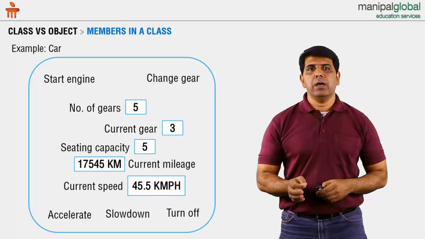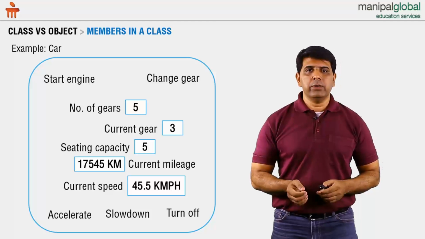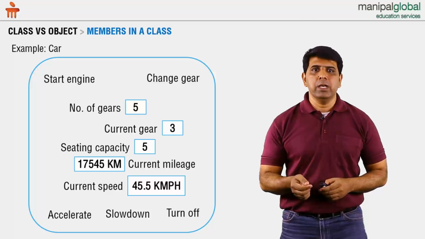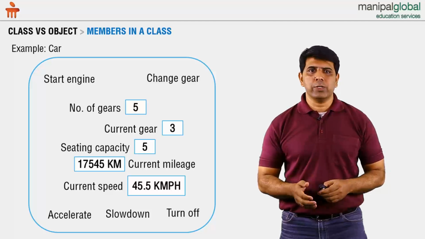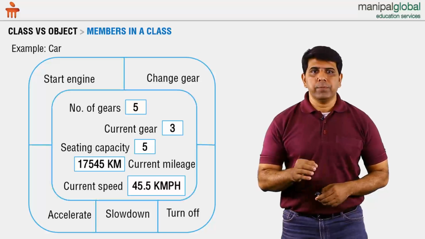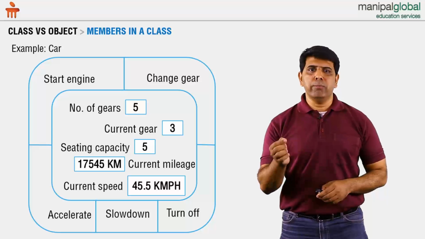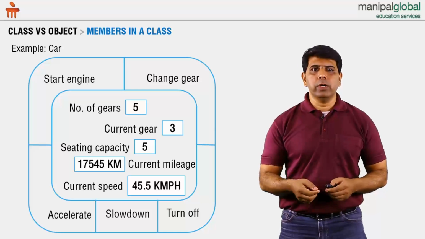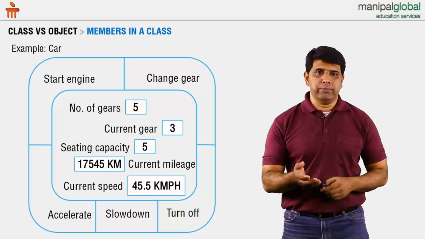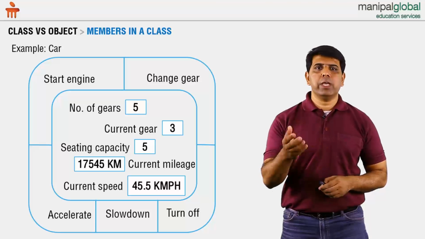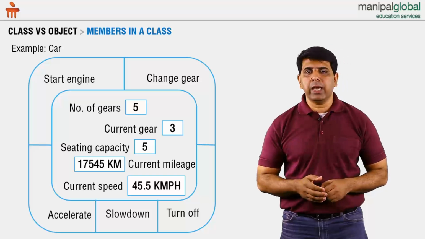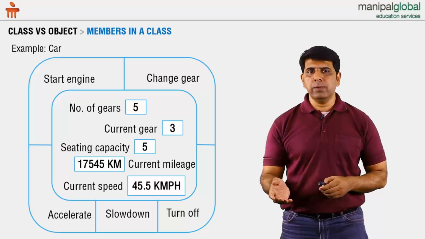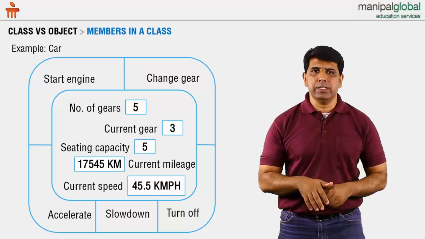Now other things are all functionalities. They don't have values. Start engine, you can't measure that. Now these are grouped as functions. For example, starting the engine may affect certain parts of the car. Driving, going forward may probably affect the current speed. Change gear may change the current gear. So functionalities are exposed to the outside world and information is hidden inside.